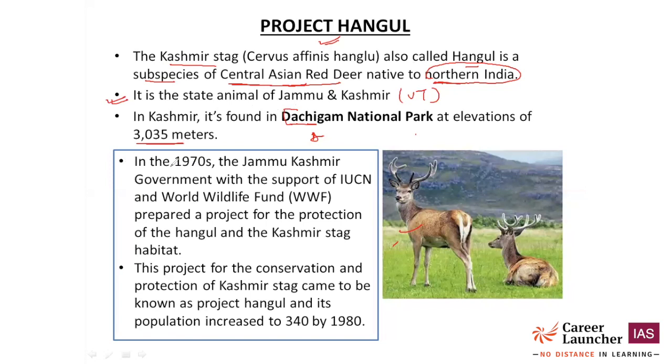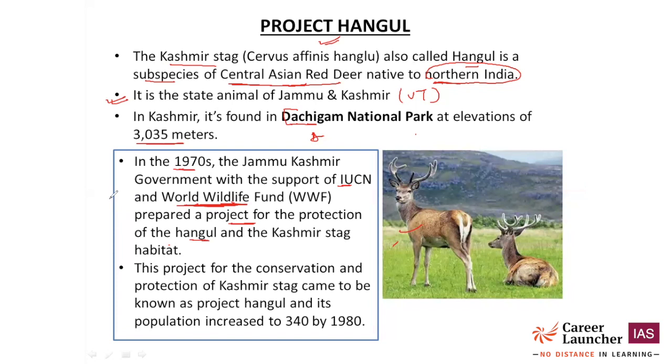Now, the project was started in 1970 by the Jammu and Kashmir government, with the support of IUCN and World Wildlife Fund. Very important: in the exam they may mention only IUCN and Jammu and Kashmir and leave out World Wildlife Fund. So it was the initiative of Jammu and Kashmir, with the support of IUCN and World Wildlife Fund, and they prepared a project for the protection of Hangul and the Kashmir stag habitat.